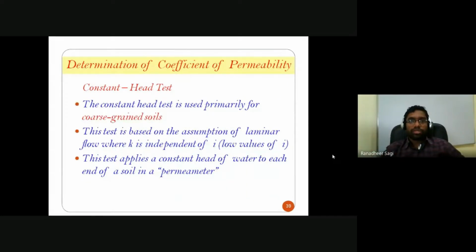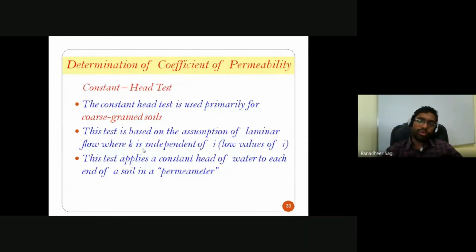So the constant head test is used primarily for coarse grained soils. This test is based on the assumption of laminar flow, where K is independent of I. Why are we saying this K is independent of I? Because your hydraulic gradient is relatively very small. Why are we saying the hydraulic gradient is small? Because I is nothing but delta H by L. The total head difference that you are maintaining between upstream and downstream is kept constant, not varying with time. That's the reason we consider it.